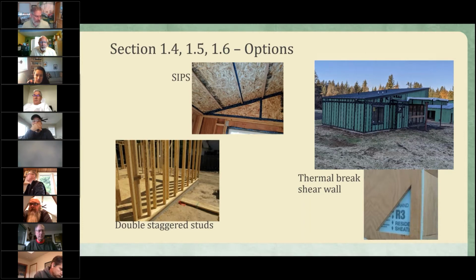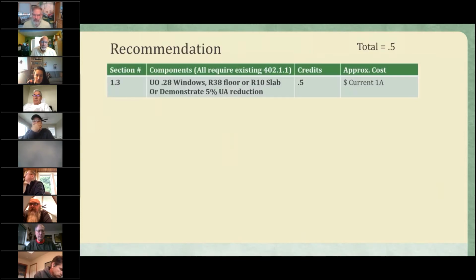All right, there are different options too, but that's just a couple of them. So here's where we are with our recommendation for section 1, which is to go with 1.3, which is the 0.28 windows and the R38 floors. A lot of people are currently doing this, and so that's why we've got the cost kind of static, is that there shouldn't be a lot of incremental cost for a lot of you to move to this. If you're not, I think the cost is fairly negligible to get to a 0.28 window. That's why we left it there.